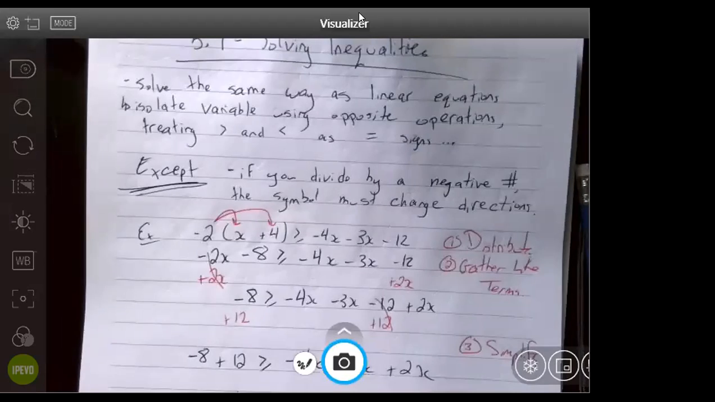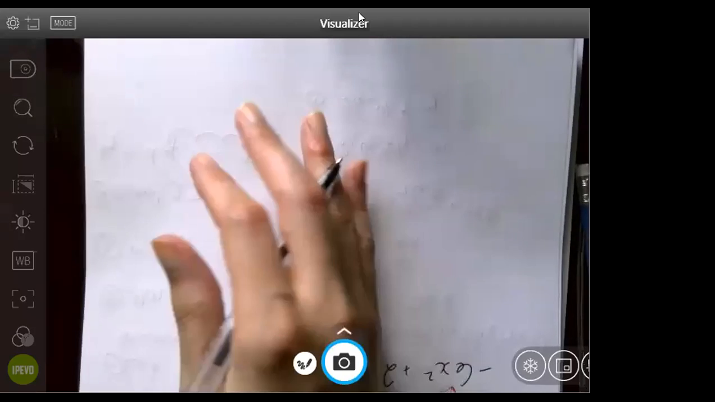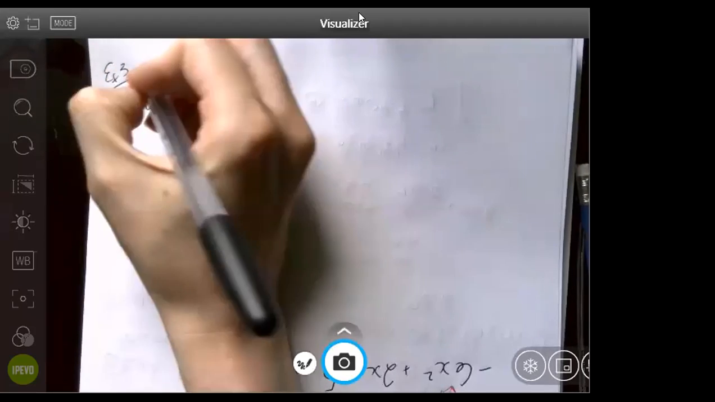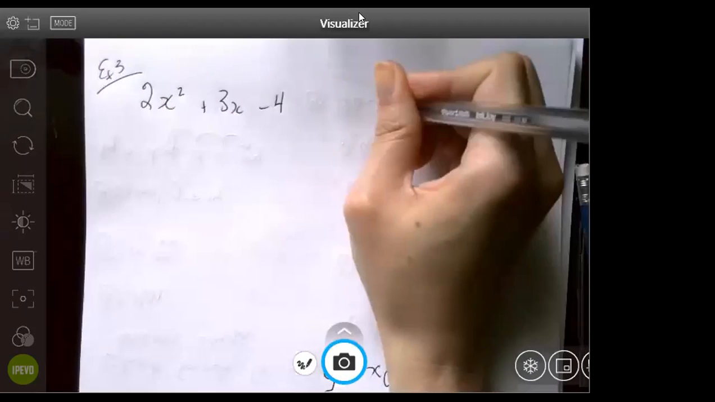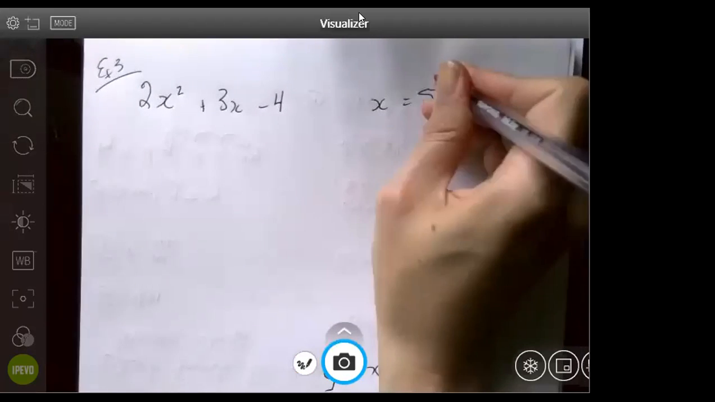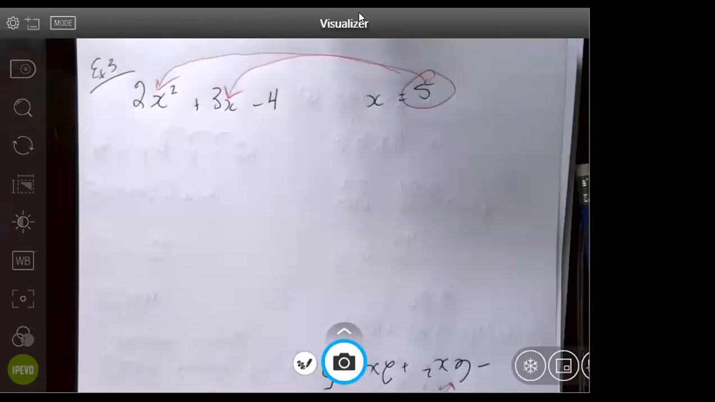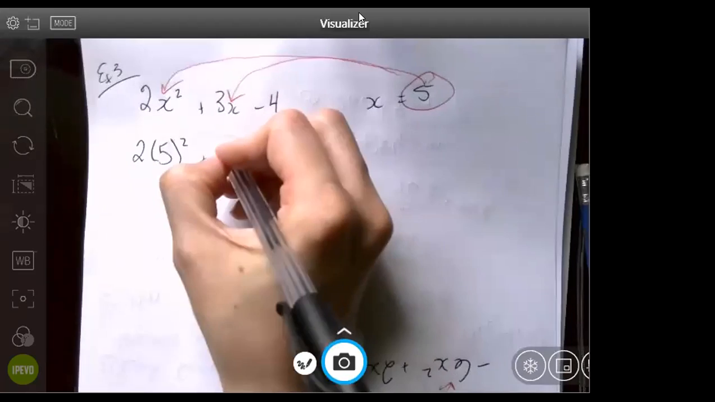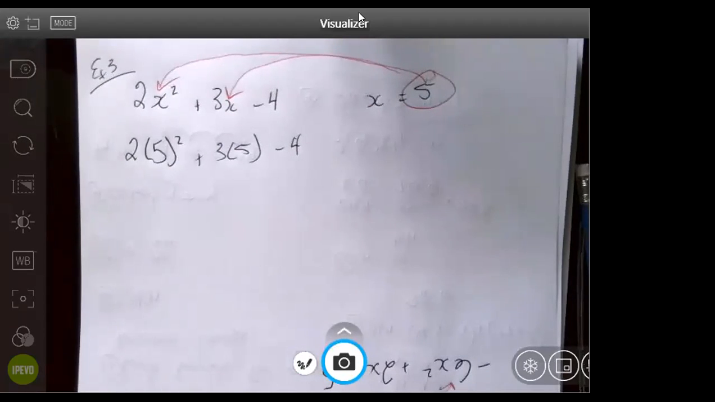And the next thing I want to talk about is how to evaluate a polynomial. So if you were given, let's say, example 3, 2x squared plus 3x minus 4, and then you were told x equals 5. All you need to do is take that 5 and plug it in anywhere that you see an x. So this would become 2 times 5 squared plus 3 times 5 minus 4. And then you just have to solve by using BEDMAS.